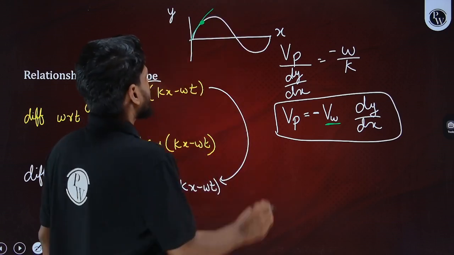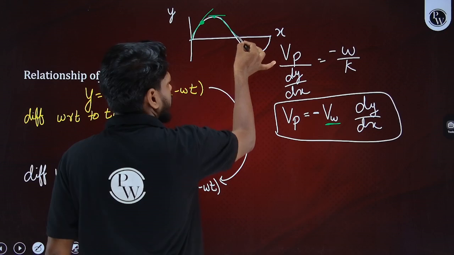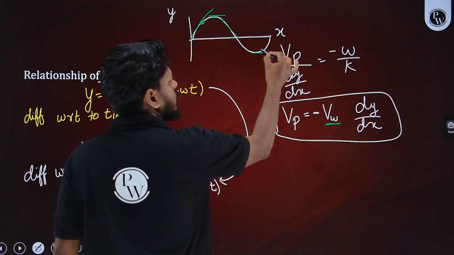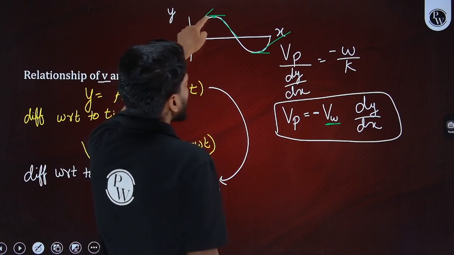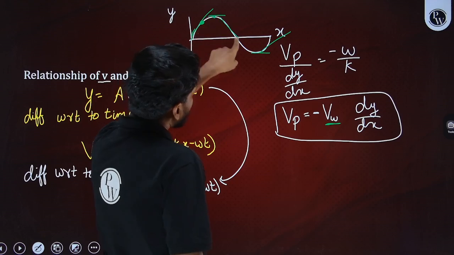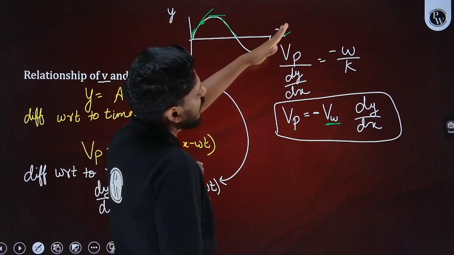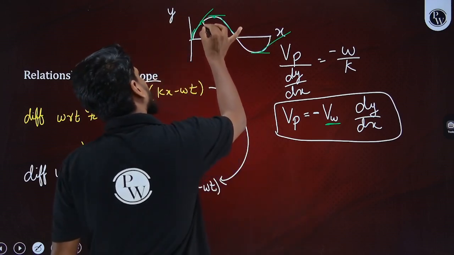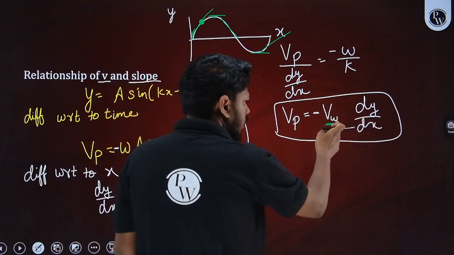Slope is positive. At this point, the slope is 0. After this point, the slope is negative. At this point, slope is 0, and at this point, the slope is positive. So when we are going up, slope is positive. When we are coming down, slope is negative. At the maximum and minimum, slope is 0. Then again going up, slope is positive. So if you are asking about this particular point, slope is positive.